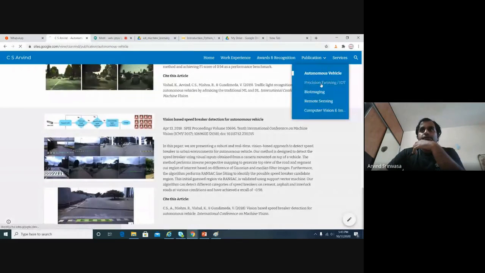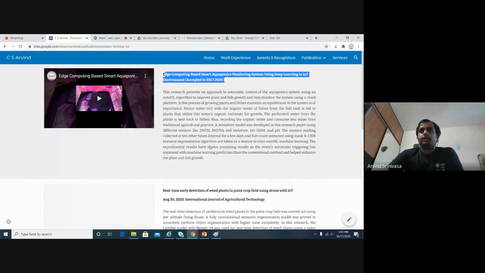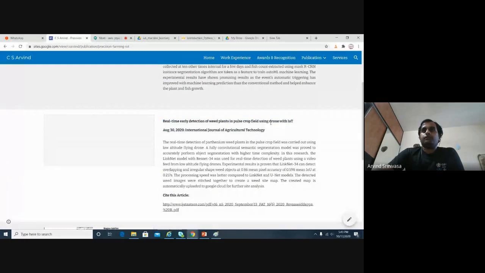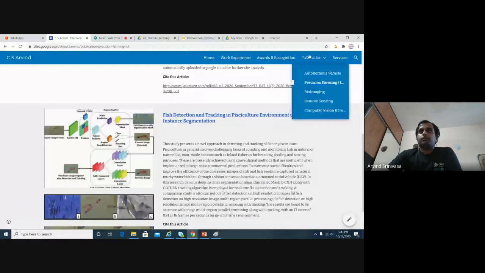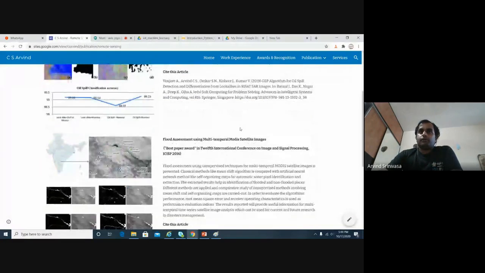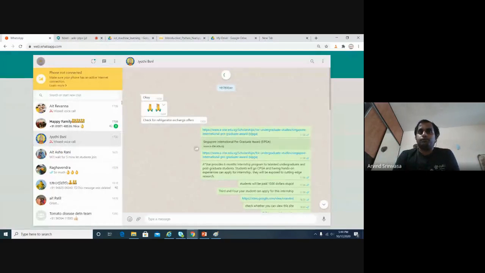Then in precision farming, edge computing based smart aquaponics monitoring using deep learning in IoT. This was done by 6th semester students. They really made the hardware, everything they had done. Then real-time detection of weed plants in pulse crop fields using drone with IoT. Then fish detection and tracking in pisciculture environment. I will share this. This is under construction yet. In remote sensing also I have worked. I'm not a genius or anything, but I can tell you hard work and education will help you. That's it.